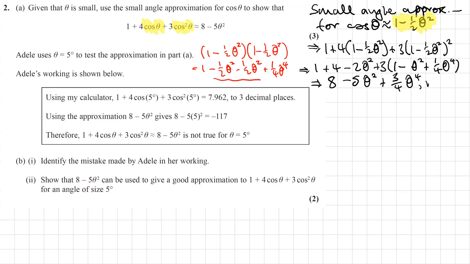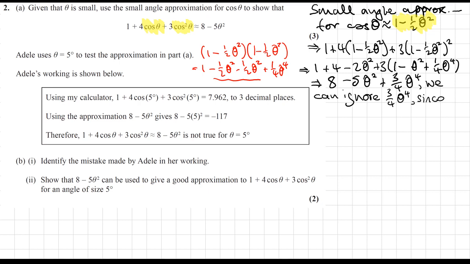Okay, so just write down, we can ignore, because it's only an approximation, 3 quarter theta to the power 4, since theta is small. So you imagine you've got a small number and you're doing it to the power 4, it's going to get even smaller. And then we can say, 1 plus 4 cos theta plus 3 cos squared theta is approximately 8 minus 5 theta squared as required.